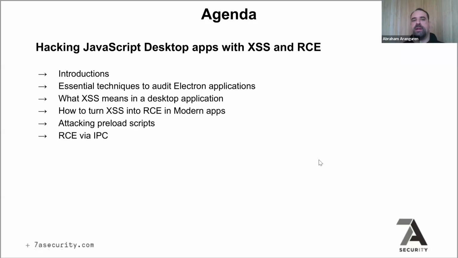Okay, so with that, today we will start with a brief introduction. Then we will pretend that you have maybe no idea. Some of you probably have no idea about Electron security. Where do you start? So I'll give you some essential techniques, some initial pointers about how you can get started. And then we will talk about XSS, right? Because XSS gets very interesting in the context of a desktop application. And then we'll see how to turn XSS into remote code execution. And then two other interesting remote code execution scenarios, one attacking the preload script and another one using inter-process communication, IPCs, that I will talk about in a second.